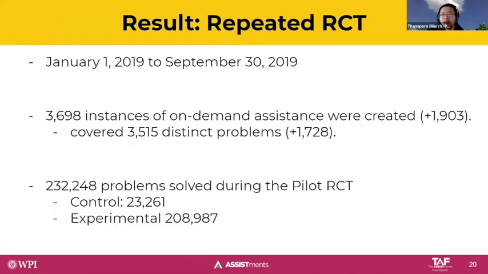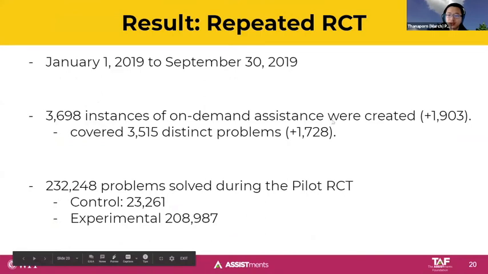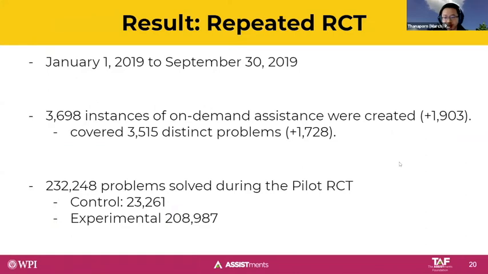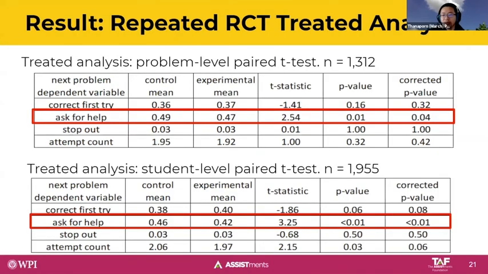Then we ran the repeated study in the spring of 2019. We got a bunch more hints and explanations created, and the number of students also increased because of the bigger coverage of the hints and explanations. And the result we got is in the same direction, slightly stronger in terms of magnitude.